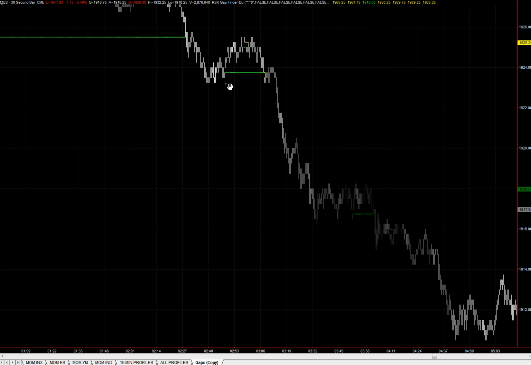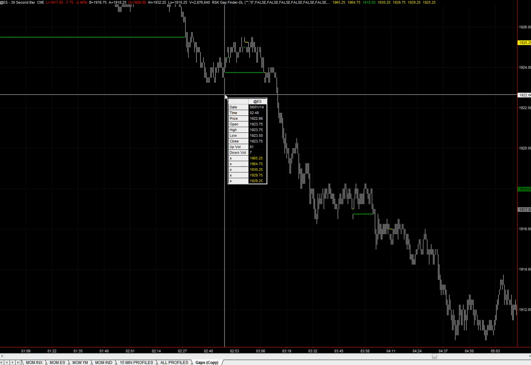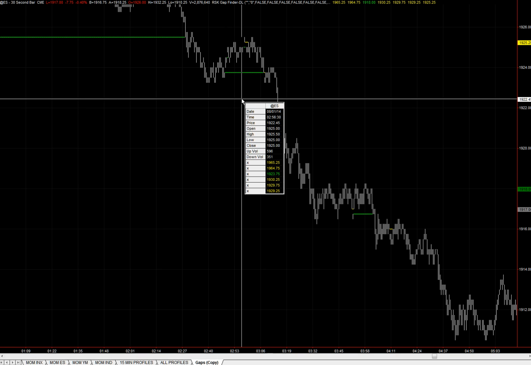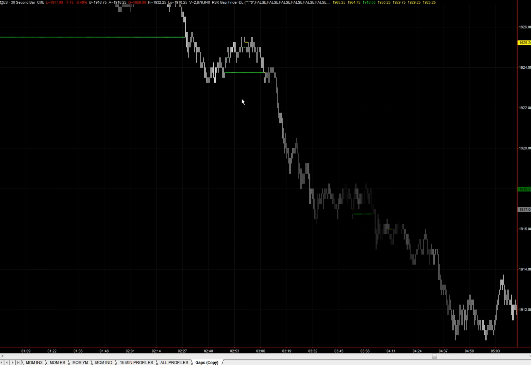Now here, for example, we have a more tradable condition. We have this lower gap here that is at 23.75. The market has moved up to 25.5. So with other indicators that show us that the market is turning, we would take advantage of that.